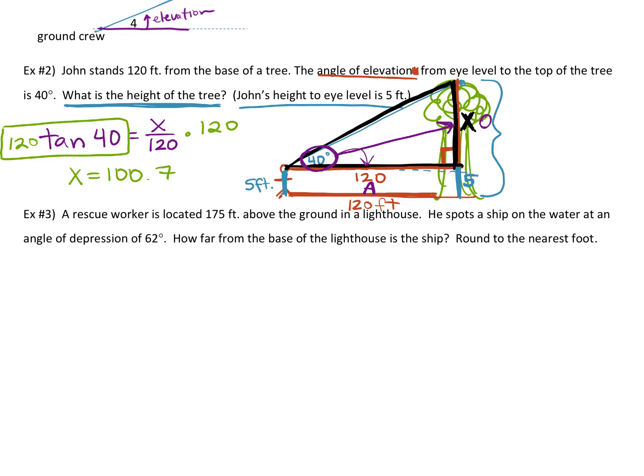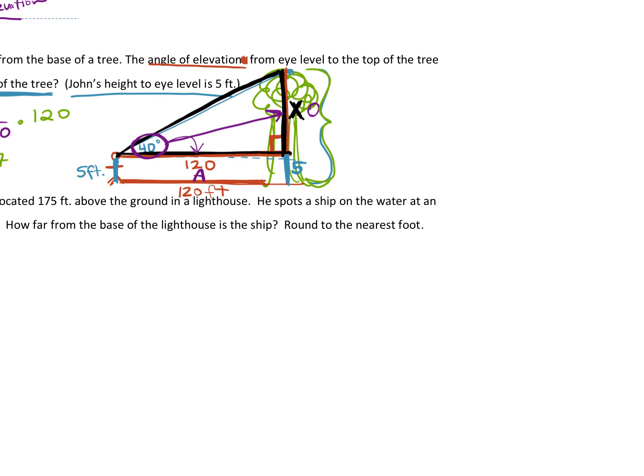I want to know how tall the whole tree is. Wouldn't you just add 5? Yes, you add 5 to it. So we found x. We take that 100.7 and add 5 to it, so it's 105.7 feet. Does that make sense? So you set up the SOH CAH TOA and then add that extra little bit to it.